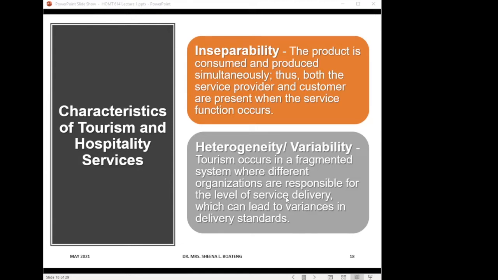So we were talking about inseparability, right? Generally what we were saying is that the consumption and the production of hospitality and tourism services take place at the same time. So the provider and the customer are always present when the service function occurs, which makes it very difficult for the service provider to ensure the same level of quality consistently, which leads to heterogeneity and variability.